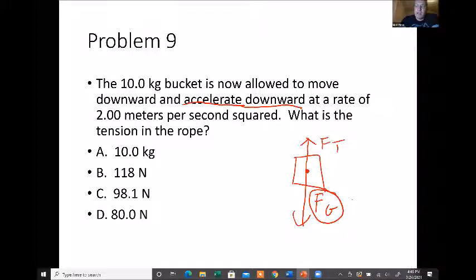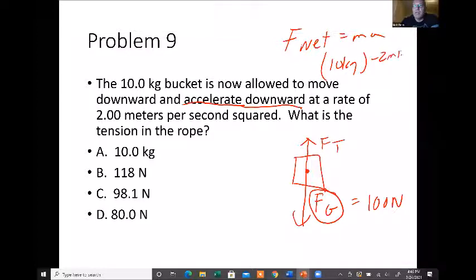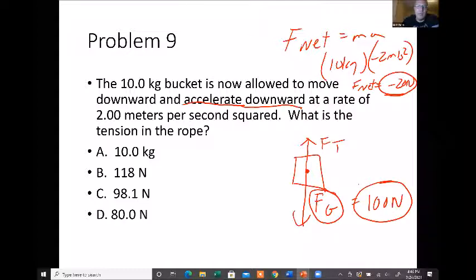So I know that my force of gravity is 100 down, negative 100 newtons. I can calculate the net force that acts on the bucket using F equals ma. So I'll take the 10 kilograms mass times the negative 2 meters per second squared, 2 meters per second squared down, to get a net force of negative 20 newtons. Well, I know I have a total of 100 newtons acting downward, but I only end up with a net of 20. So we could think of it almost like an equation.